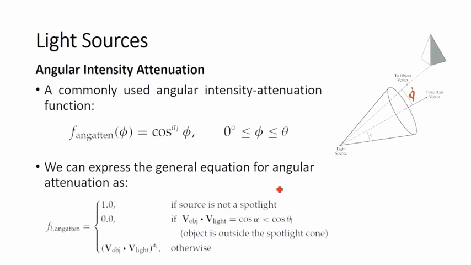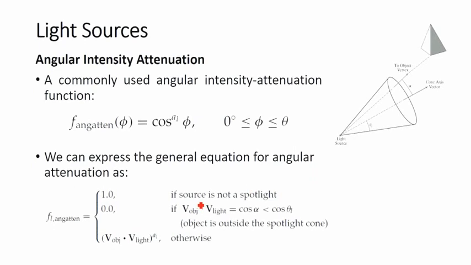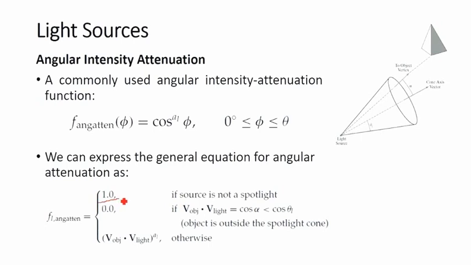Now, so overall, to model angular intensity attenuation, what we will do is, if the source is not a spotlight, then the attenuation factor will be 1, right? So the object would receive the light because if it's not a spotlight, it should be a point light source, or it should be a directional light. So in both those cases it should receive the light. So we are setting the spotlight attenuation factor to 1.